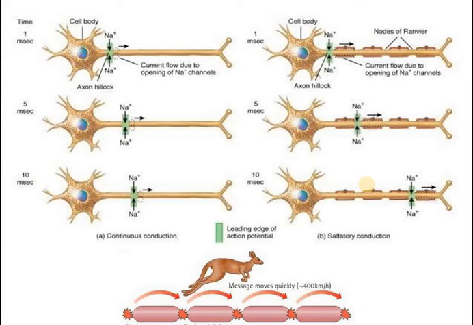Here you can see the diagram. This is saltatory conduction. Node to node transfer of impulses is known as saltatory conduction. Here you have stimulated, and the movement takes place in this direction. Here the impulse will travel along the axon, but here the impulse will jump from one point to another point. So this is saltatory conduction and this is your normal continuous conduction flow.